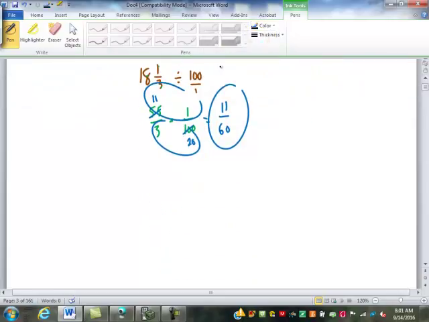In your notes, convert 18.5% to a fraction and 36 2/3% to a fraction.